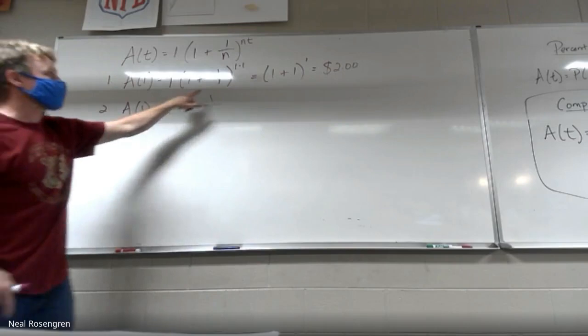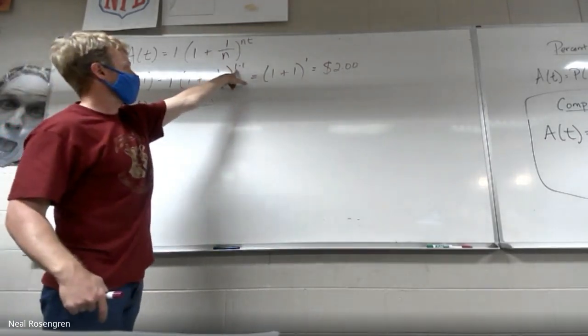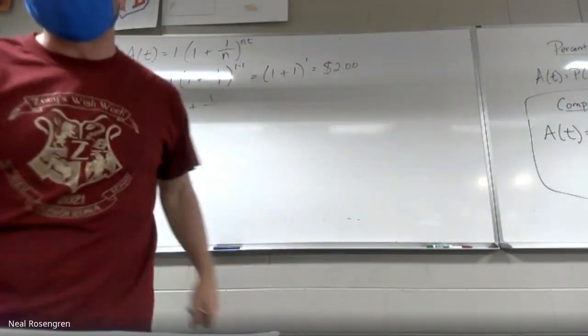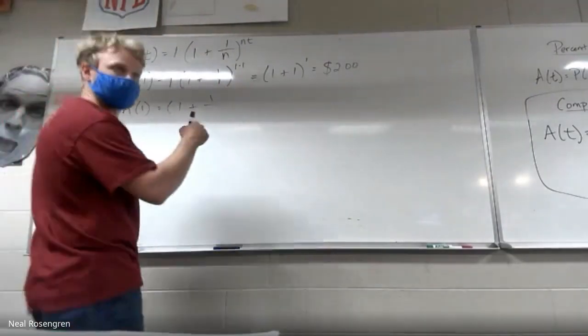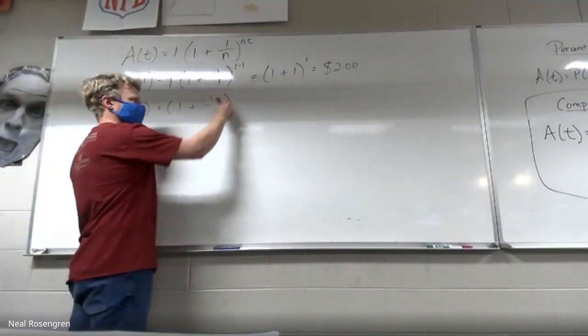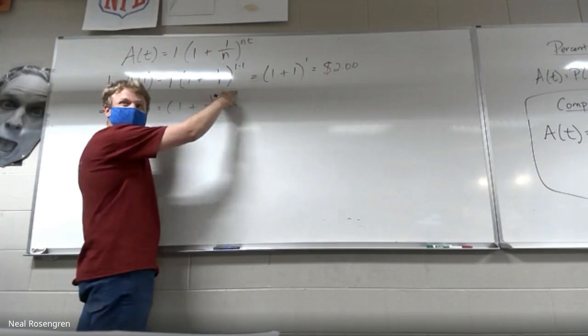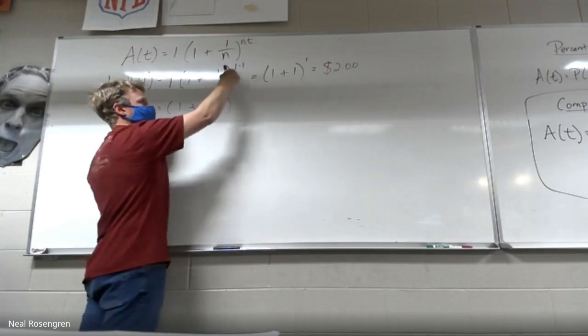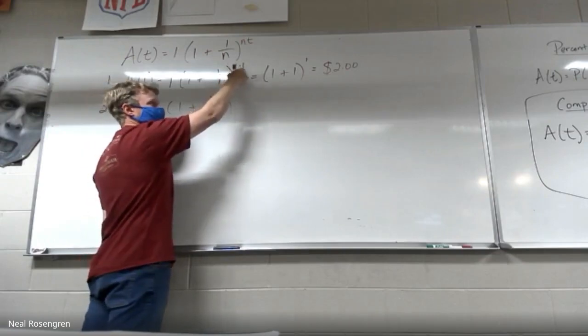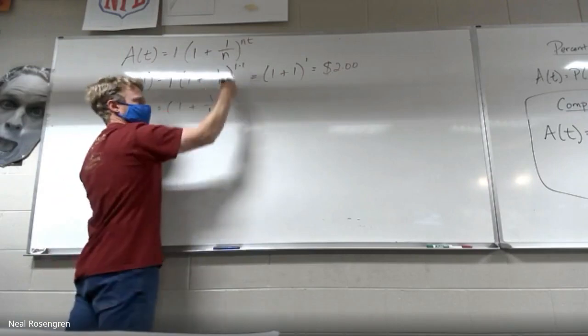I want to change N. I'm going to change N from annually now to monthly. So what is this number? What are those going to be if it's monthly? Well, 12. Now, it's going to be 12 times 1. Okay, cool, just 12.